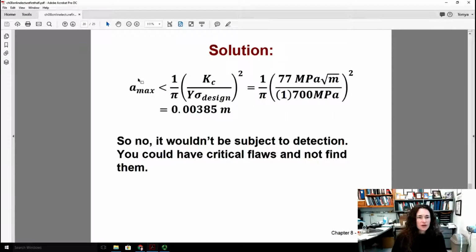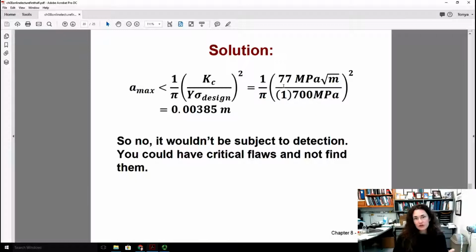Here we've got this a max, okay? And what we want to know is, is a max going to be smaller than our detection limit? If so, we have a real problem here and we need to think about it, okay? So going back to that equation, we can rearrange that equation for K and solve for a, all right? When we do that, we get that a has to be less than 1/pi times the square of our plane strain fracture toughness K sub C divided by Y and then divided by the design stress, okay? So when we plug in for those values cited within the problem, we get 1/pi times 77 megapascals square root of meters divided by 1 times 700 megapascals, okay?